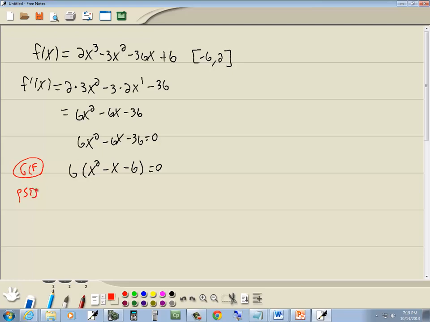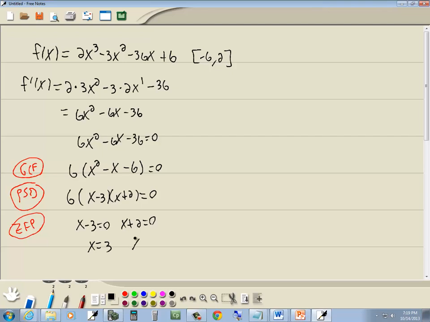Now this is the PSD method. So this factors as x minus 3 times x plus 2 equal to 0. Zero factor property: you get 0 on one side, you factor the other side, you set each factor equal to 0. So I'll set x minus 3 equal to 0, and x plus 2 is equal to 0, which gives us x equals 3 and x is equal to negative 2.